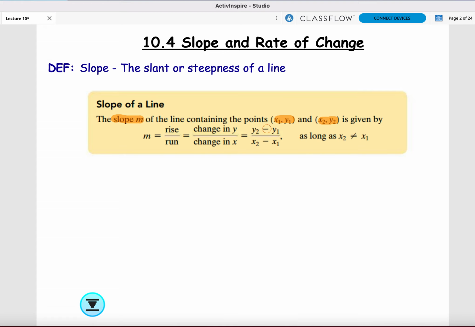And this is a formula to find slope, guys. This is right here. This is the formula to find slope if given 2 points. Which we will see an example of in this lecture, I'm sure. Alright, let's keep moving on.